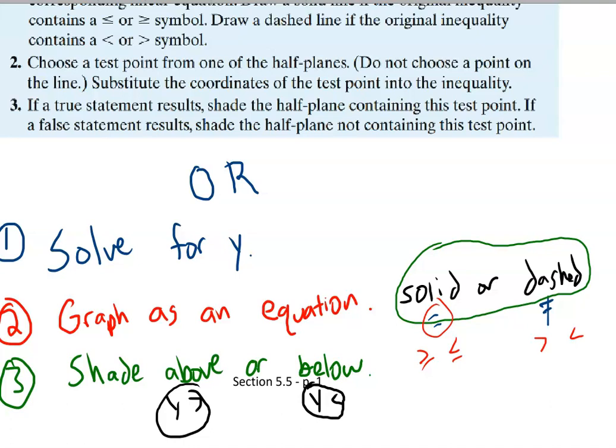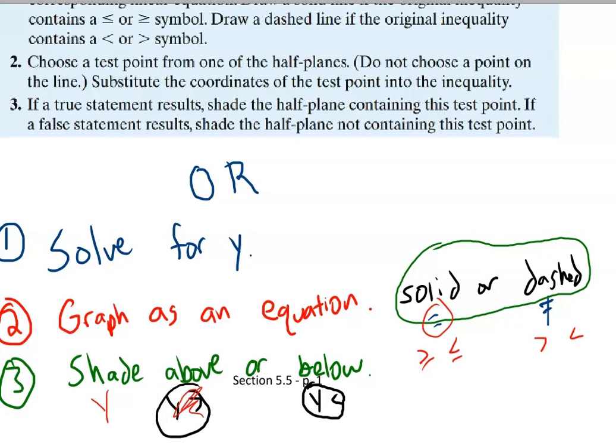And then once you've graphed your equation and you've decided whether it's solid or dashed, the last step is you will shade above your graph or below your graph. I'm sorry, I kind of did a bad job writing that out. Let me try that again. If it's y is greater than, you shade above. If it's y is less than, you shade below.